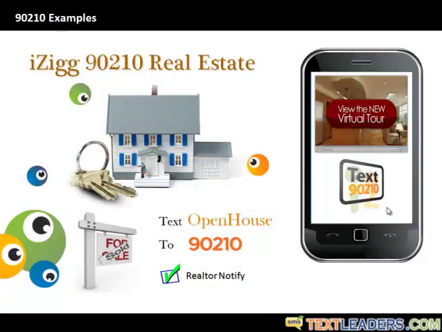And then real estate agents just across the board here, across the nation, just text open house to 90210 if you'd like to see an example of exactly how this works. They can send out a video, as a mobile tour. They can send out information to those people and also get an alert when those people are right outside their homes. Extremely powerful tool. I don't want to spend too much time on it.